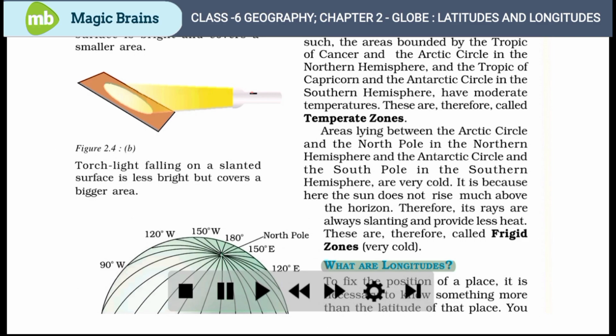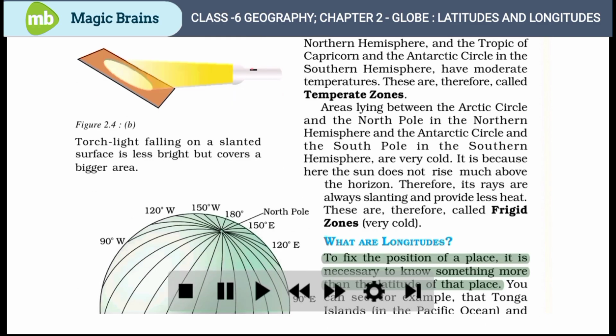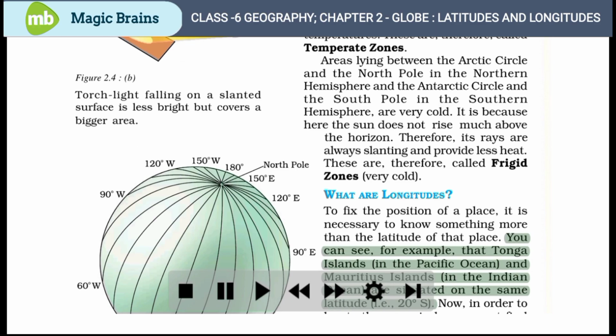What are longitudes? To fix the position of a place, it is necessary to know something more than the latitude of that place. You can see, for example, the Tonga Islands in the Pacific Ocean and Mauritius Islands in the Indian Ocean are situated on the same latitude, that is 20 degrees south.